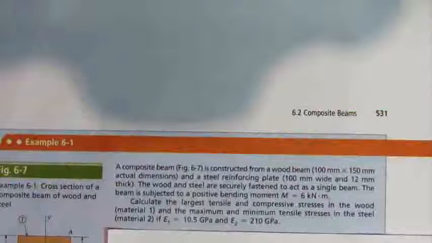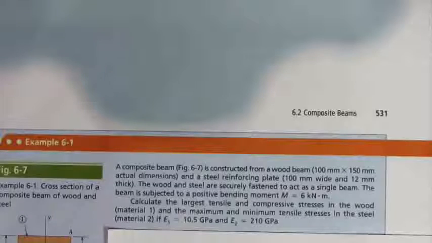This is the first example that we're going to do, and I chose this example 6.1 because I think it's quite important for your assignment that is posted on the My Unisa website. I just want us to go through the example slowly, to explain the concept, and hopefully this will help you understand how to approach composite beams where you have two different materials. It can actually be more than two materials that make up that beam.